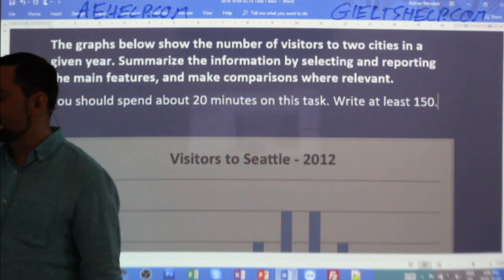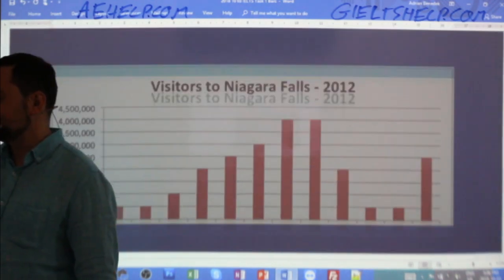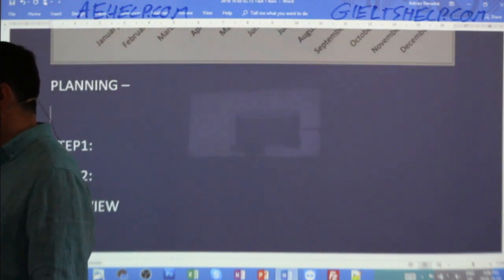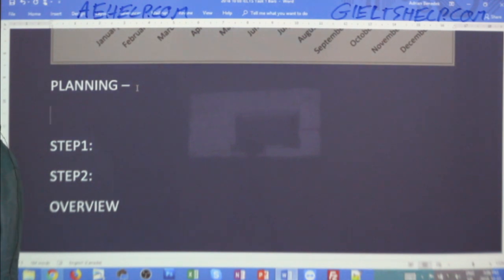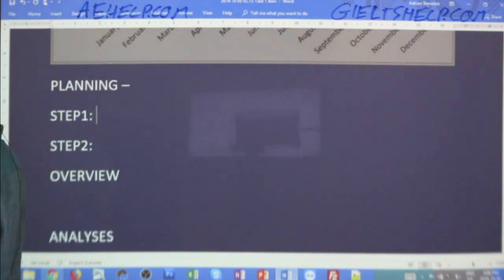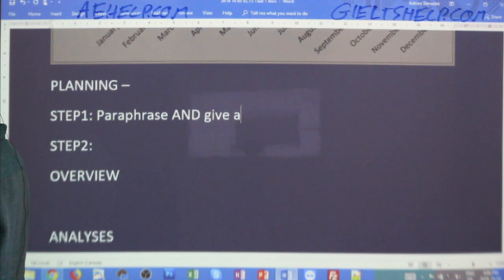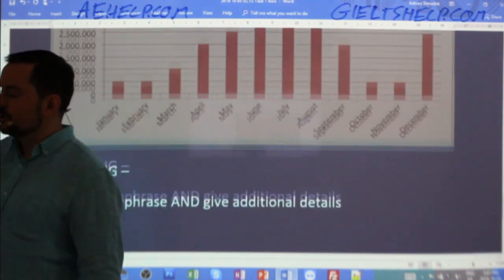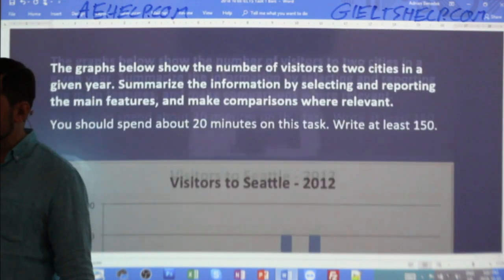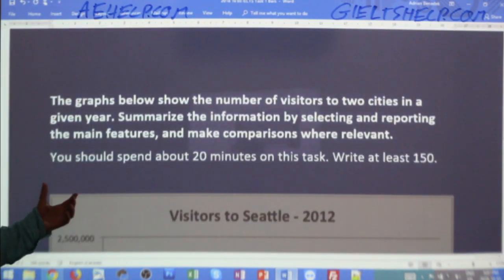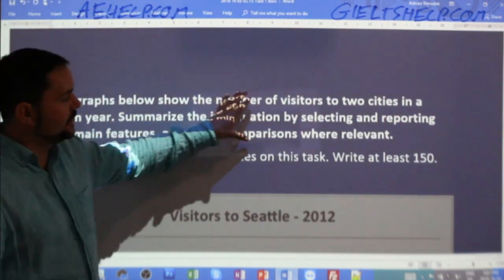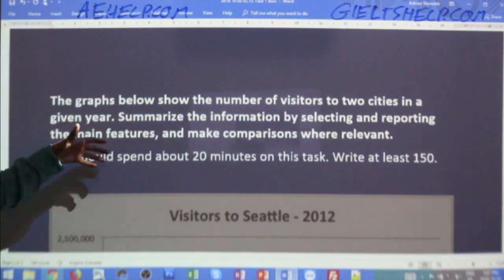So remember this, okay? Your first step is to paraphrase and. So step 1 is paraphrase and, it's a very important and, ladies and gentlemen. Give additional details. Okay? So when we look at this question, for our overview, our first sentence should be a paraphrase of this question and giving more details.